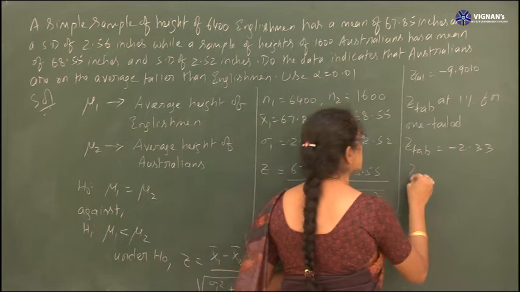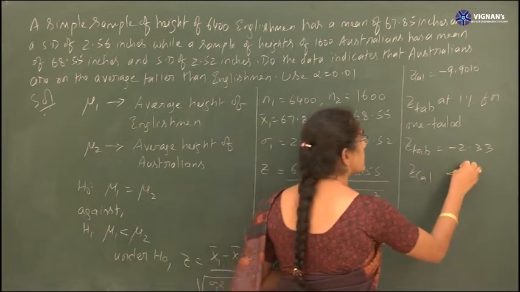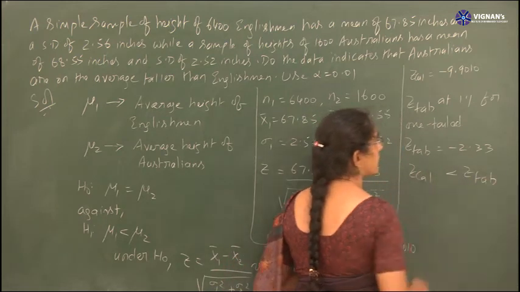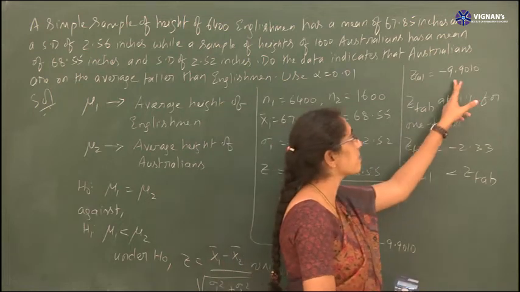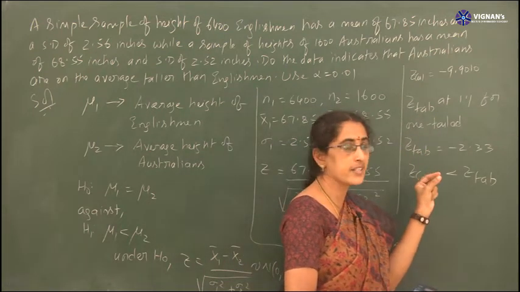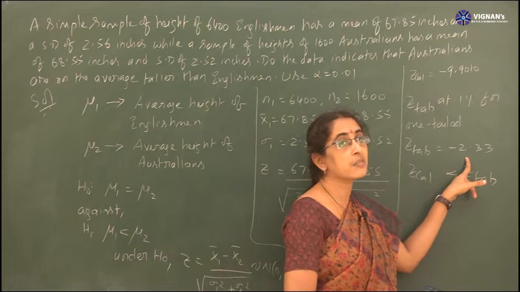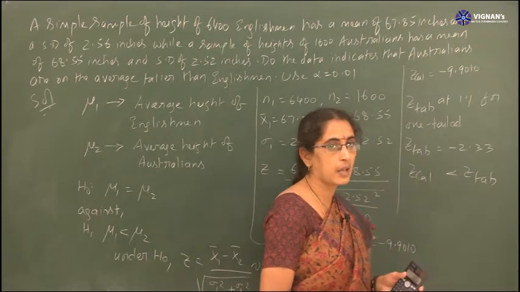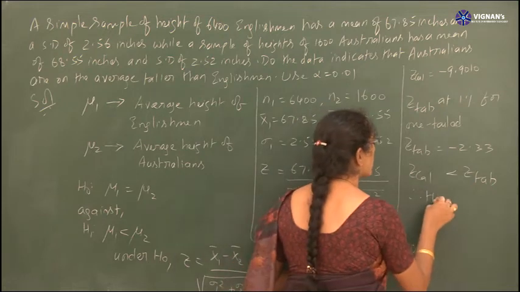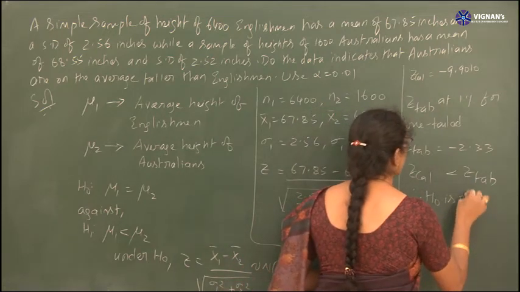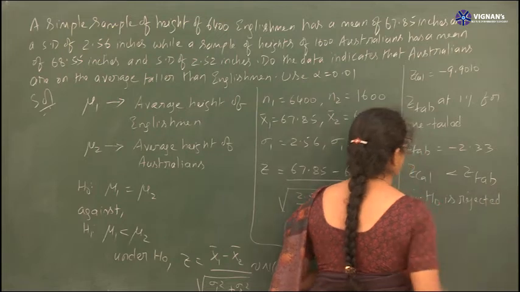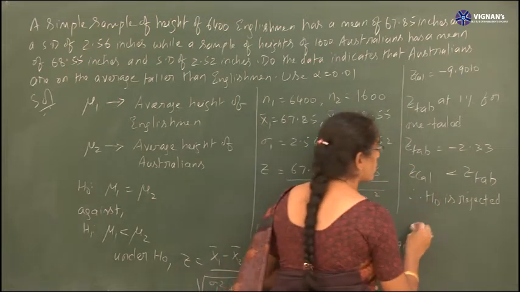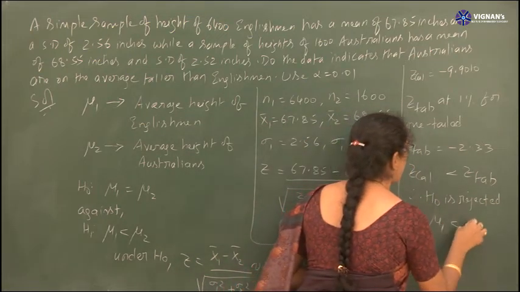So that means Z calculated value is less than Z tabulated value, because the calculated value is minus 9.9010 and the tabulated value is minus 2.33. So Z calculated is less than Z tabulated. So that means H0 is rejected. H0 is rejected means we are accepting the H1, that is mu1 less than mu2.